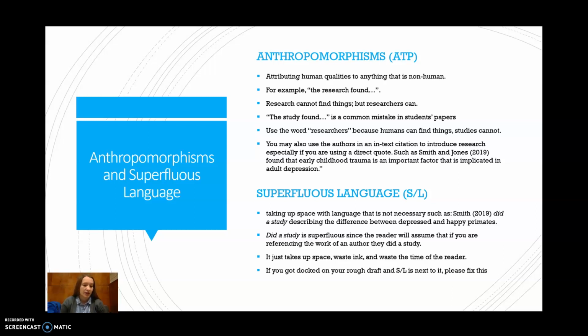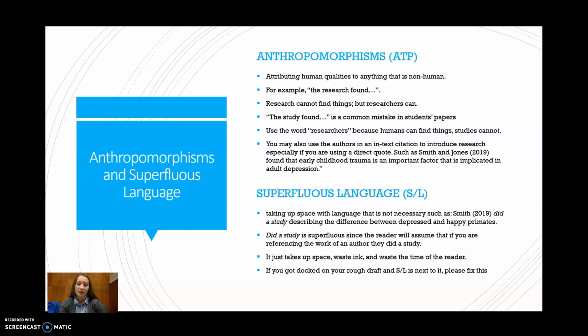This is basically just like flowery language that takes up more space. Unfortunately, APA is not like MLA or like writing a paper for English. When you want to be very detailed and descriptive, APA wants to be very concise. So take out things like Smith did a study. You could just say Smith. So this first example, instead of saying Smith did a study describing the differences, you could just say Smith described the differences between depressed and happy primates.